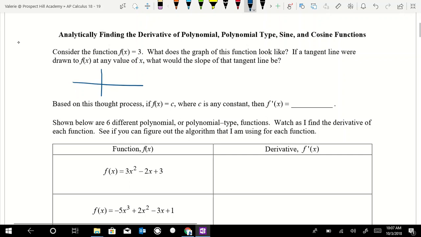of f of x equals 3, it would be a horizontal line. And we know that the slope of a horizontal line will be 0. So the slope of any tangent line on this graph would be 0.